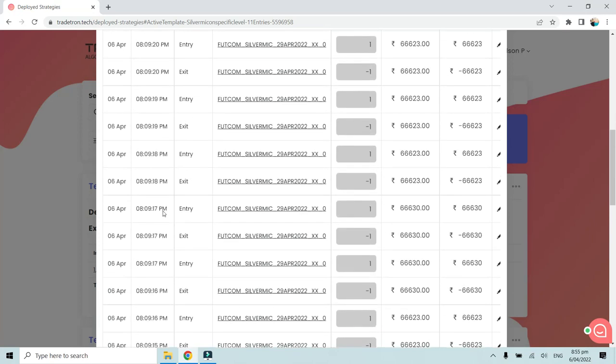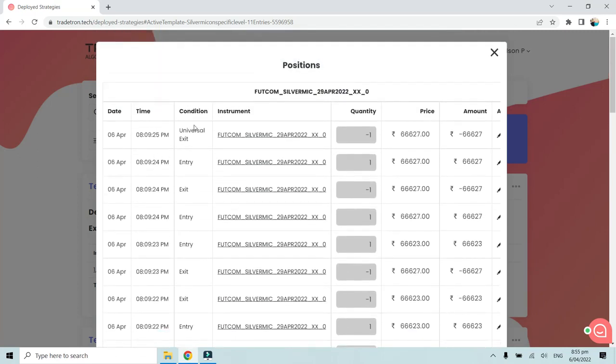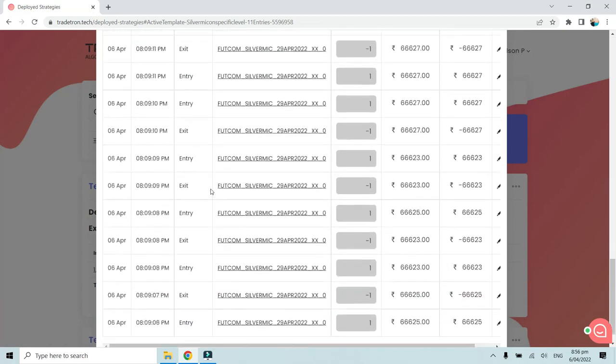As you can see, within 1 minute itself it has taken so many trades. And at 8:09 I forcefully exited the strategy. That's why it's showing as universal exit. So we will see why these trades are happening.